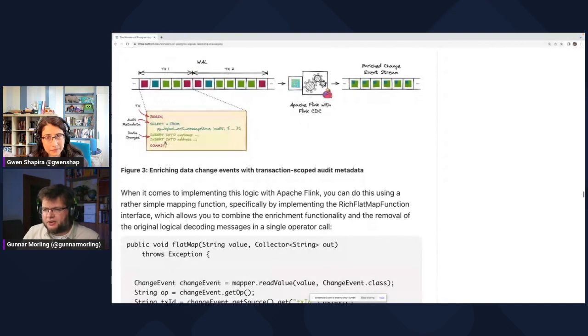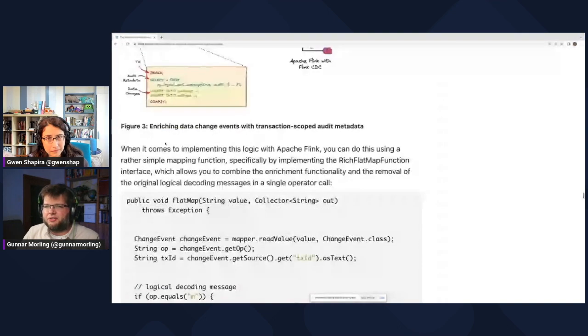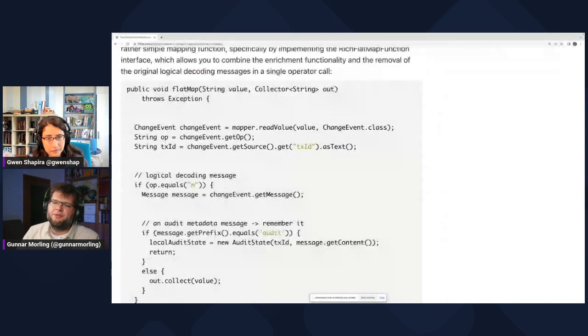And again, the question now is how do you do this? And this is just a brief example of a flat map function in Flink. So just to give a little bit of context, Flink, like Kafka Streams, comes with a Java API where you can do things like joining your topics, filtering them, mapping them, all this kind of stuff.